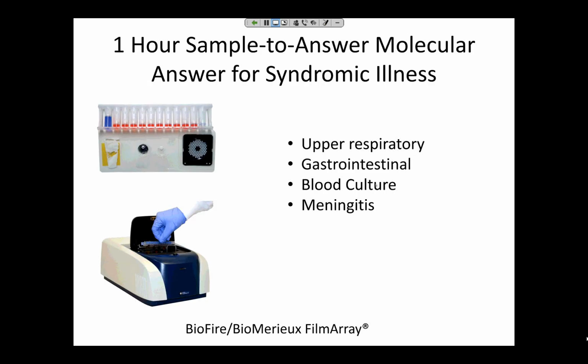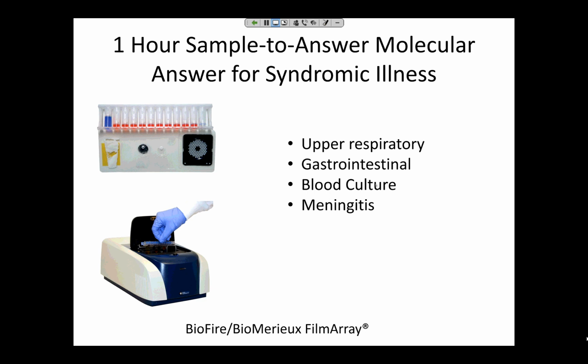Continuing with examples of high-resolution melting, this is a 1-hour sample-to-answer platform that's popular these days for syndromic illnesses. It's a BioFire FilmArray. There are 4 FDA-approved panels: upper respiratory, gastrointestinal, blood culture, and meningitis, in this relatively small instrument where all of the reagents are pre-planned in a particular pouch. So you just add the sample, and in 1 hour you identify the specific cause of a syndrome.